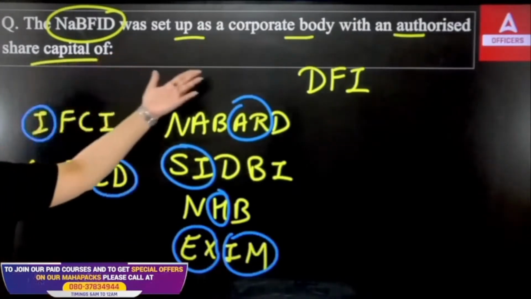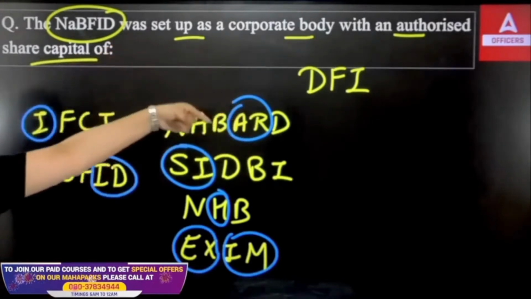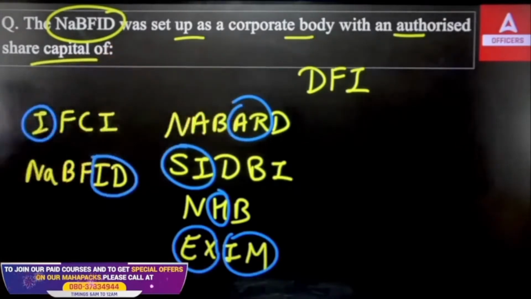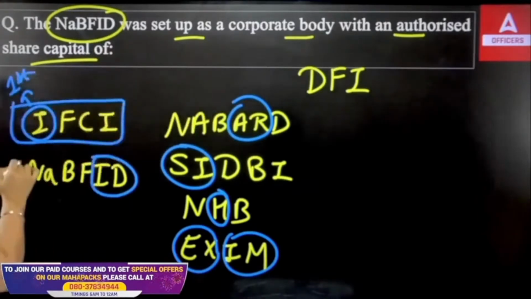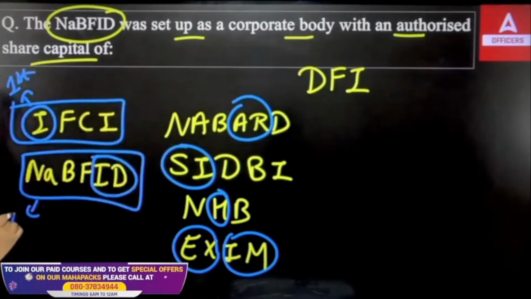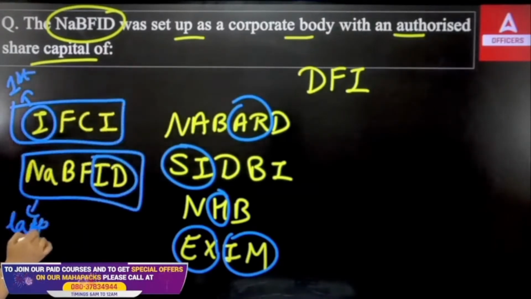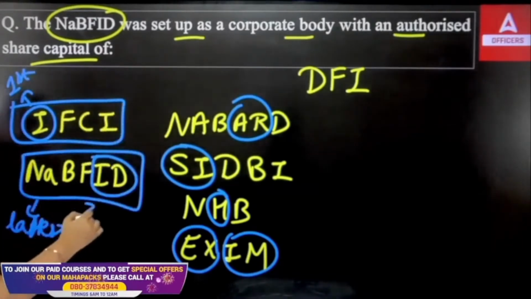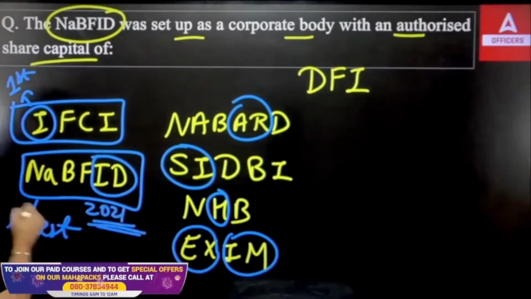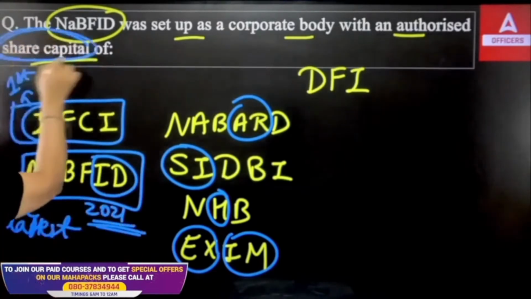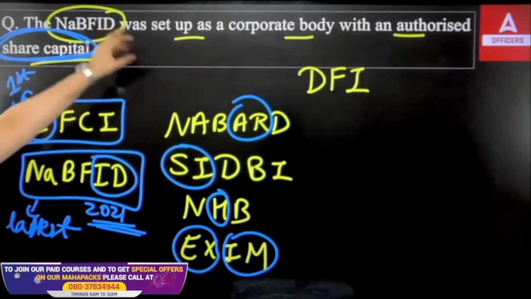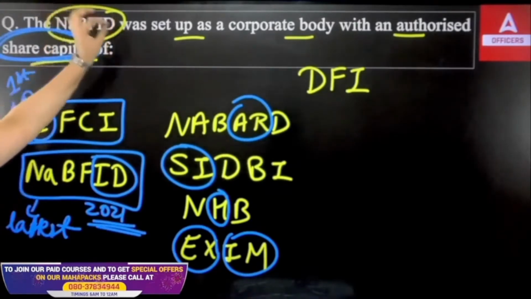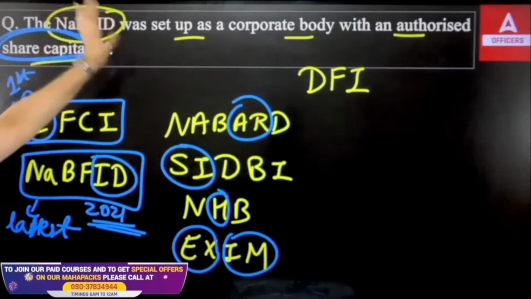So development financial institutions are those institutions which develop a particular sector of the country. Now the first development financial institution was IFCI, and the latest development financial institution is NABFID. NABFID was established in the year 2021. So what was the authorized share capital when NABFID was established? And the same question was also in the May 2023 paper.